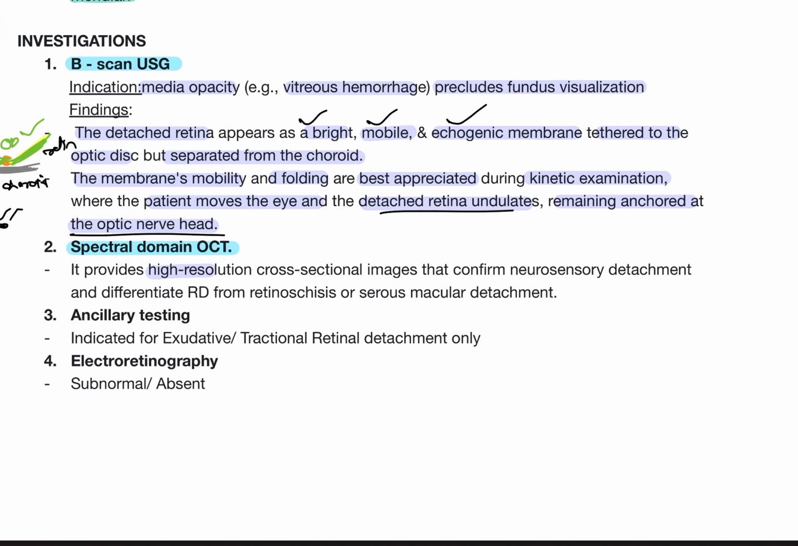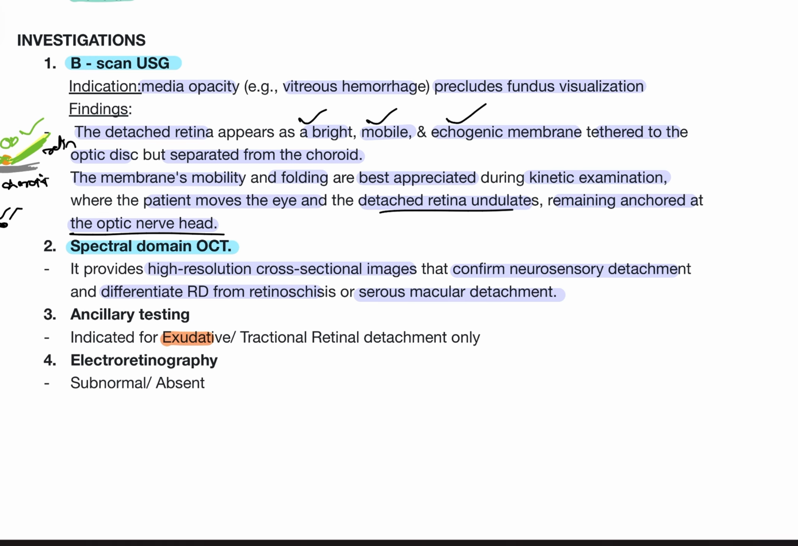Next is your spectral domain OCT. Spectral domain OCT provides high resolution cross-sectional images to confirm neurosensory detachment, and it differentiates it from other differential diagnoses. As of now, just remember that it differentiates from the other differential diagnoses. Then you do some ancillary testing. Why do you do ancillary testing? Ancillary testing is typically for exudative and tractional retinal detachments, where you need to find out the pathology, which can be systemic or ocular. Then electroretinography can be subnormal or absent. You need to represent this in your exam.